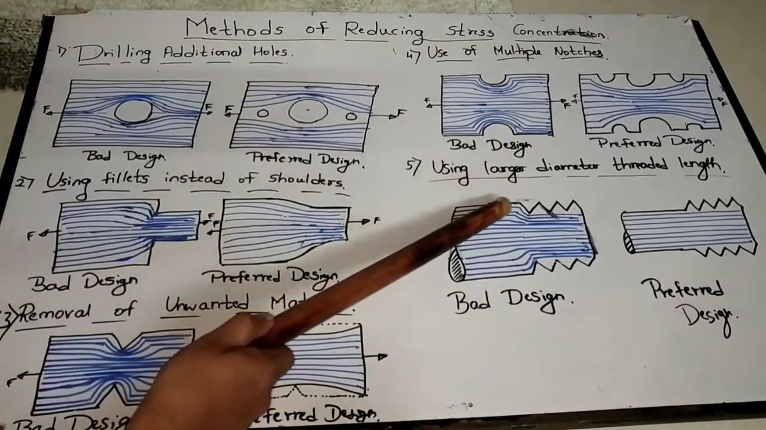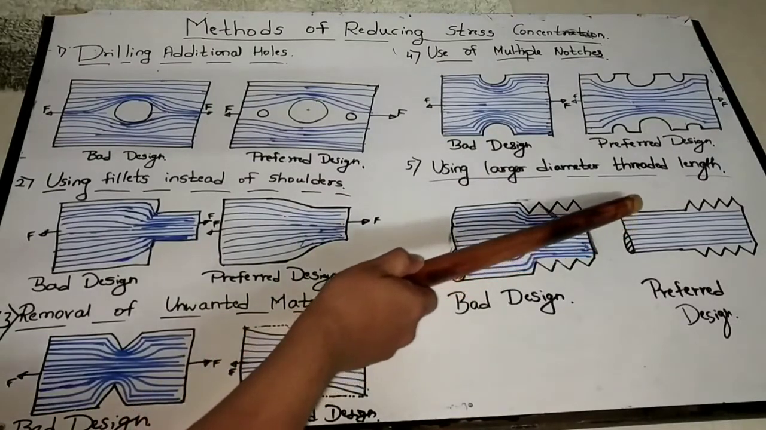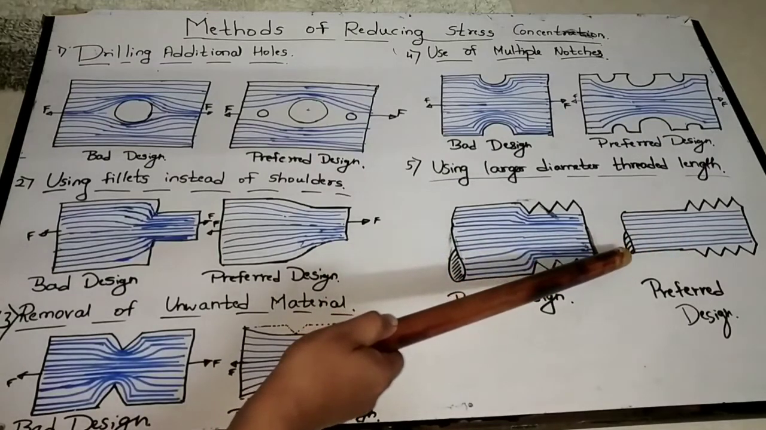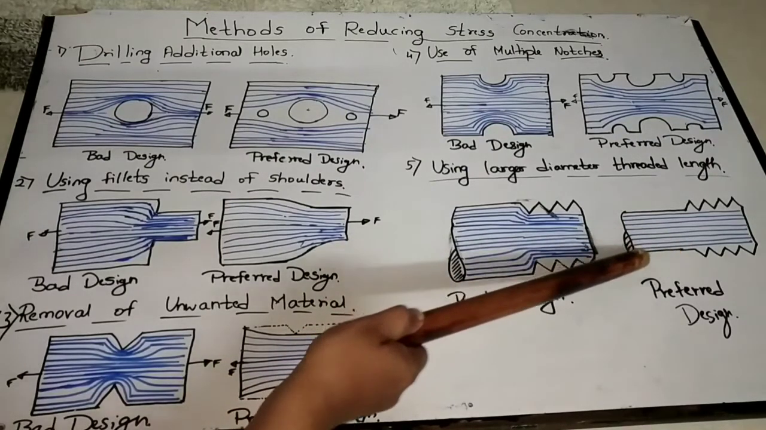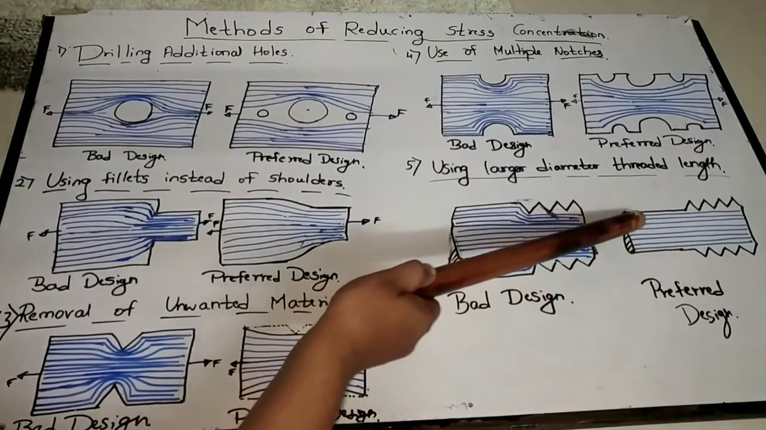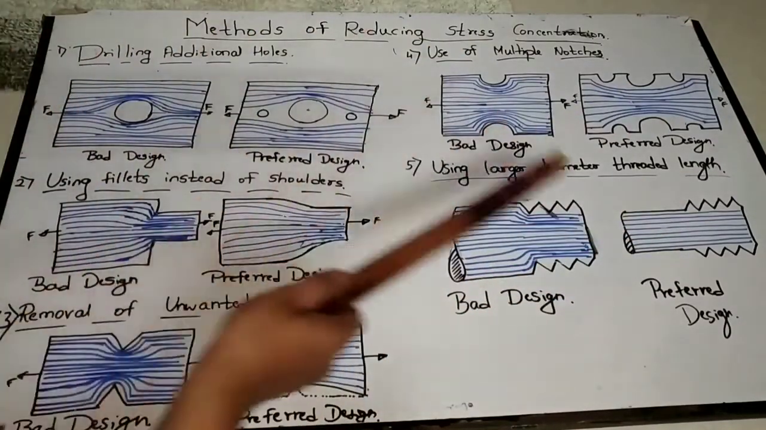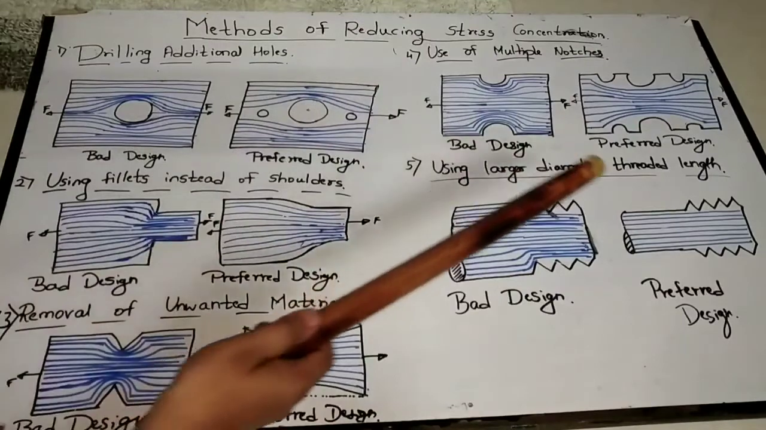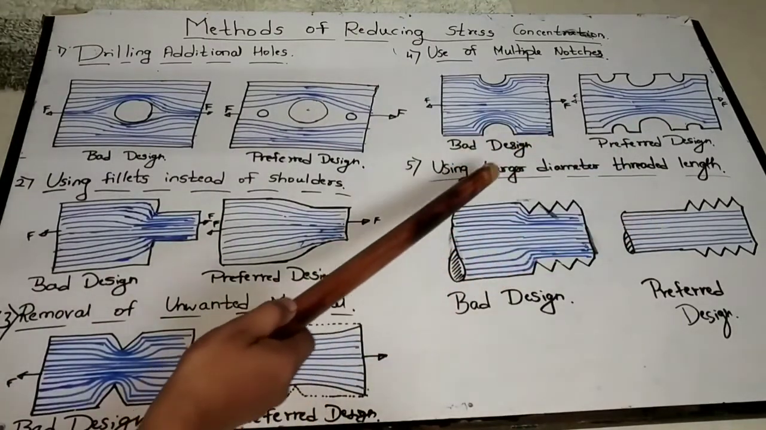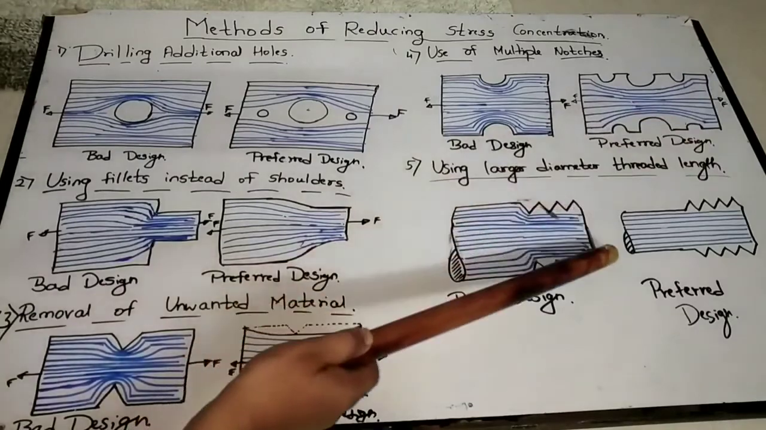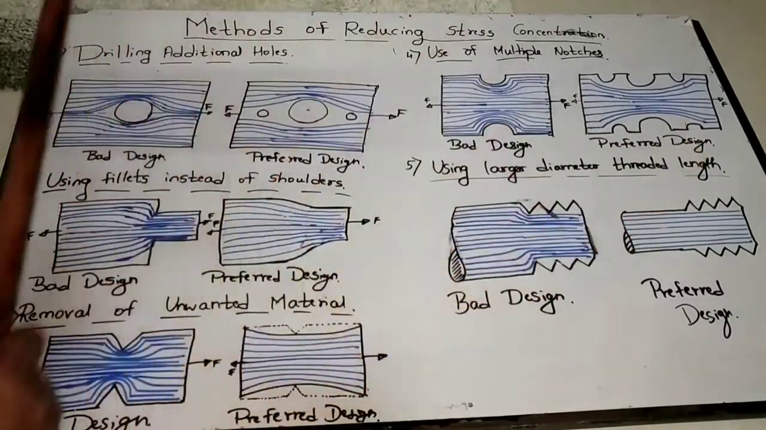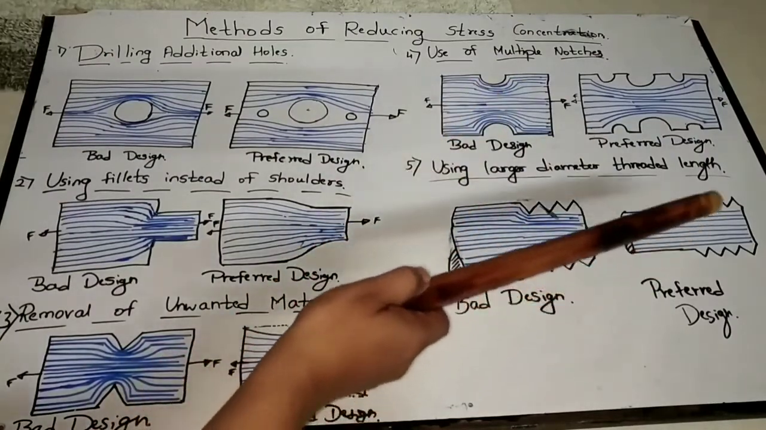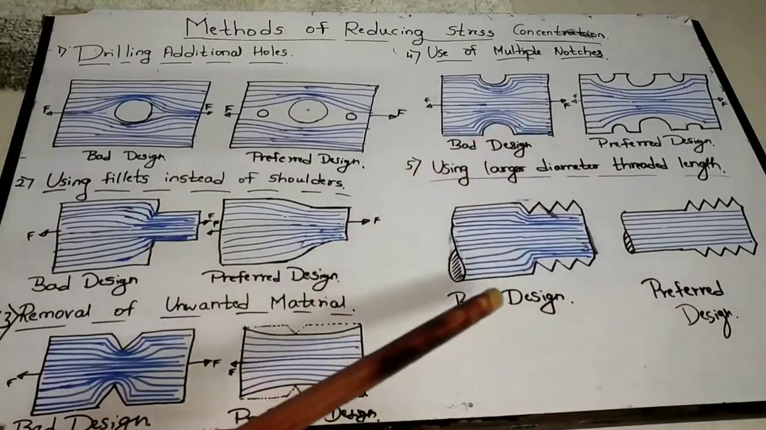So instead of this, what I am doing here, you see here, I am using larger diameter threaded length. If I use this one, now you observe the stress lines, stress patterns, right? So the sudden sharp edge I am avoiding here. By using larger diameter threaded length, I am reducing stress concentration. It is easily visible from both the diagrams. So in this case, this is my preferred design, this is the bad design.